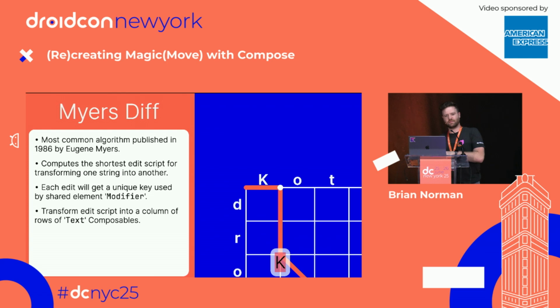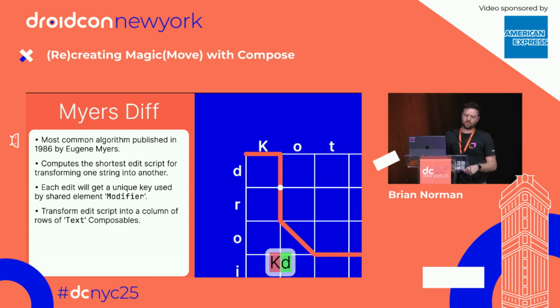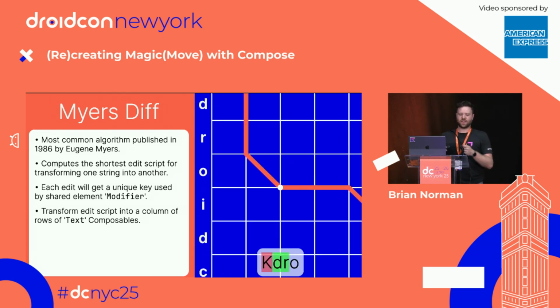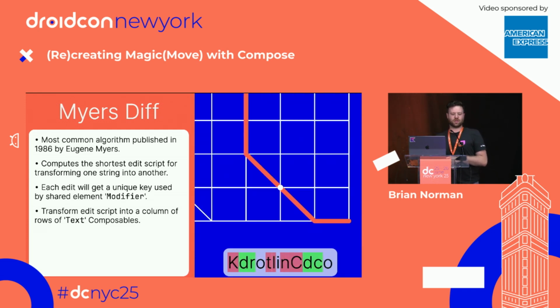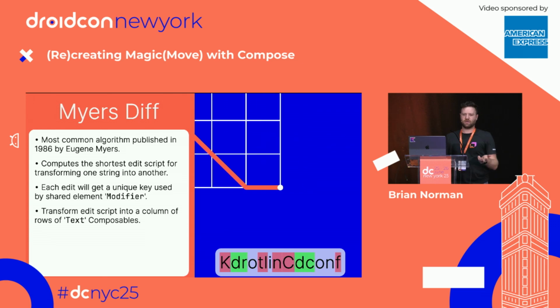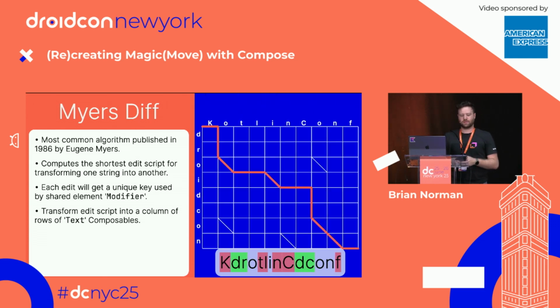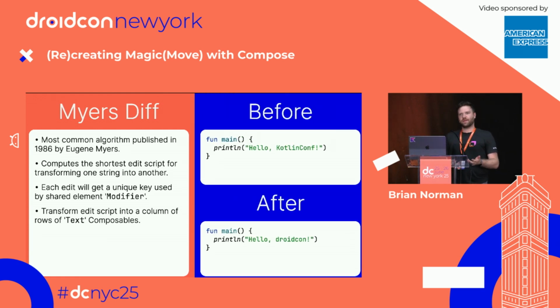If you move right, it's a delete. If you move down, it's an add. And if you move diagonally, it's a code match or character match. Once we've followed this path all the way to the bottom right corner, we now have our edit script. This is exactly what Myers gave us that gave us that animation. It gave us all of the individual characters that got added and removed. That's not helpful though, right?